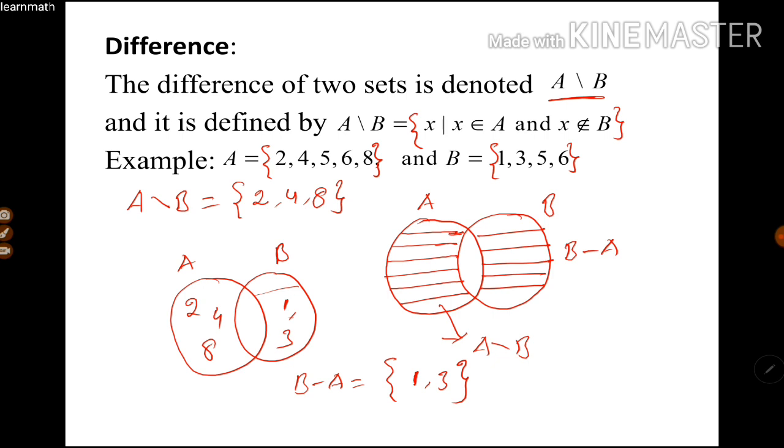What is the A intersection B here? A intersection B means the common elements. What are the common elements? 5, 6. This space indicates A intersection B, so we will take 5, 6 here. So this is the way to draw the Venn diagrams.